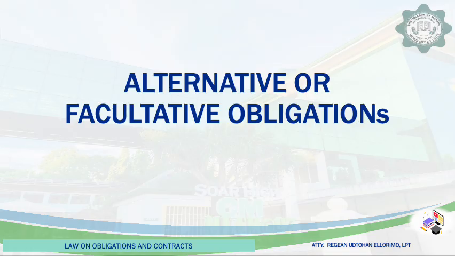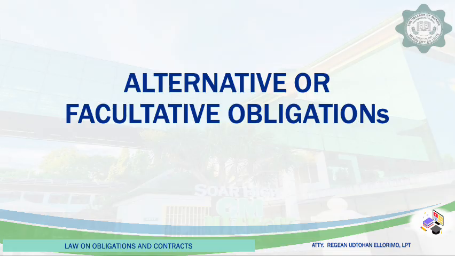Now, its key characteristic, take note, only one prestation is due. The debtor may substitute another prestation. The creditor cannot compel the substitution. If the principal prestation is lost through the fault of the debtor, the obligation is extinguished and the substitute cannot be forced. So in short, class, in an alternative obligation, you can choose one among the many, while in facultative obligation, there is only one that is due and the debtor can change it.